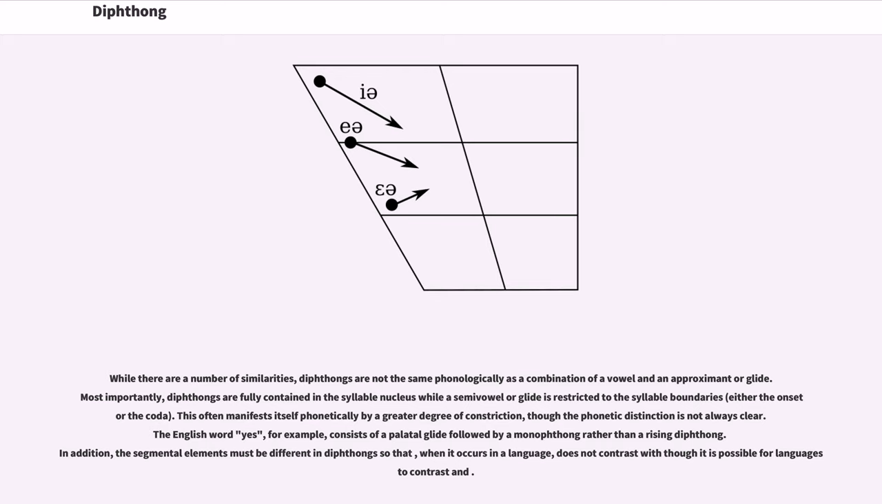This often manifests itself phonetically by a greater degree of constriction, though the phonetic distinction is not always clear. The English word yes, for example, consists of a palatal glide followed by a monophthong rather than a rising diphthong. In addition, the segmental elements must be different in diphthongs so that, when it occurs in a language, it does not contrast with another, though it is possible for a language to contrast them.